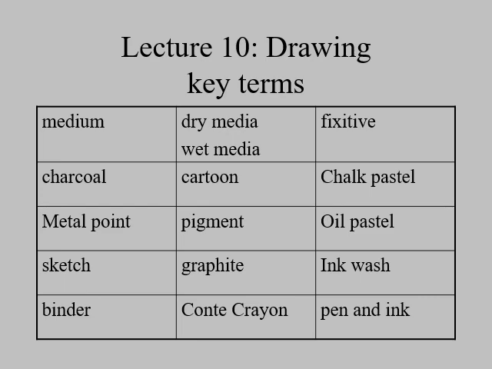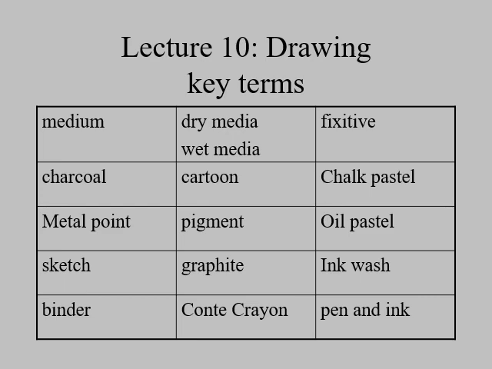Binder and pigment go together. The pigment is the color, which could be black, and the binder holds it together. I mentioned the acrylic crayon. There you have the colored pigment and the waxy crayon as the binder. We talked about the dry media and the wet media in the various incarnations. Those are the two kinds of drawings. Graphite and Conté crayon are dry media, so is charcoal and metal point. Those are all dry media.